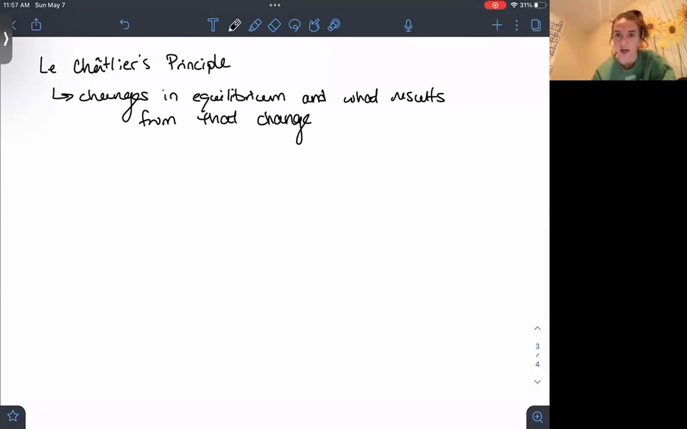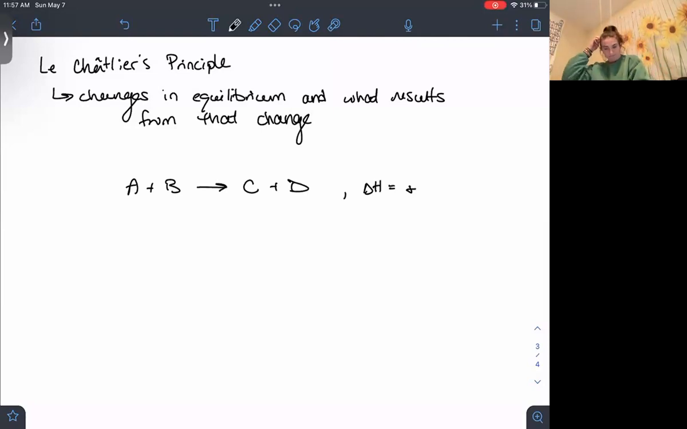Let's just take a general chemical equation. We can have A plus B goes to C plus D, and we're going to say the delta H of this reaction is positive. So this is an endothermic reaction.